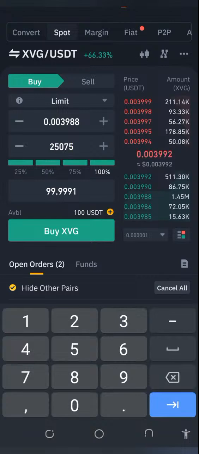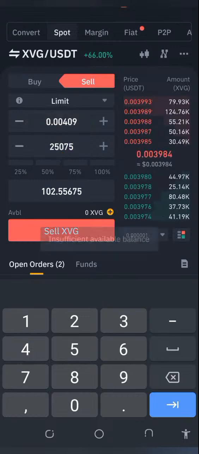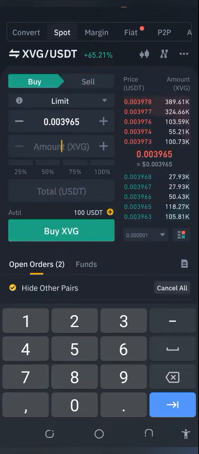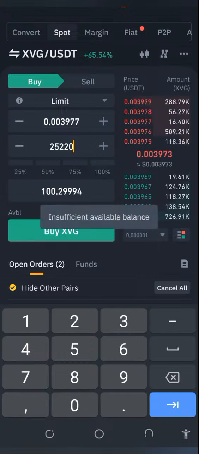I'm going to sell and change this to 409. Let me see, 409. Let's see what this will give us: 102.5. Okay, let's go ahead and change it to 409. So let's do this quickly. We are buying. We are not taking any chances. We're buying outright.